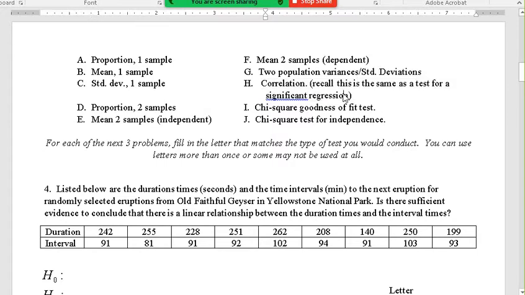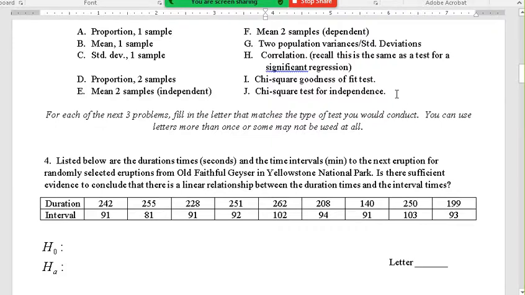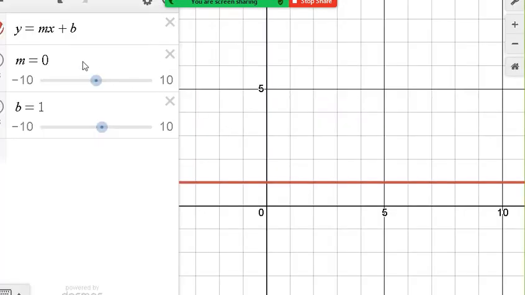In fact, I took the time to put down, recall this is the same as a test for significant regression. So if there's a correlation, then what do I use? What signifies a correlation? What's the variable, or excuse me, the parameter, I should say? Does anyone know? Rho. Good. Now, if there's no correlation, really what that means is that there's no linear relationship. There's a couple ways you could test this, but if there's no linear relationship, that means your slope is 0. That's equivalent to rho being 0.